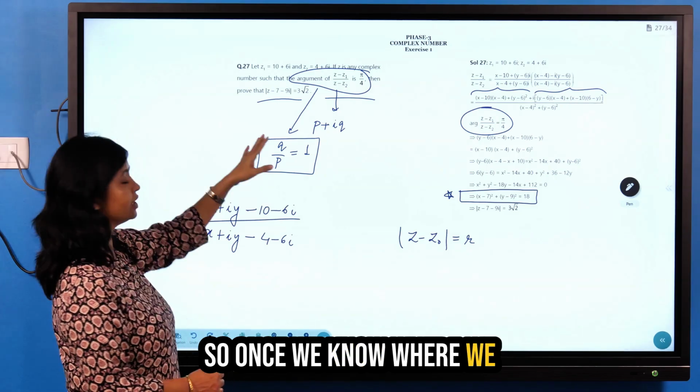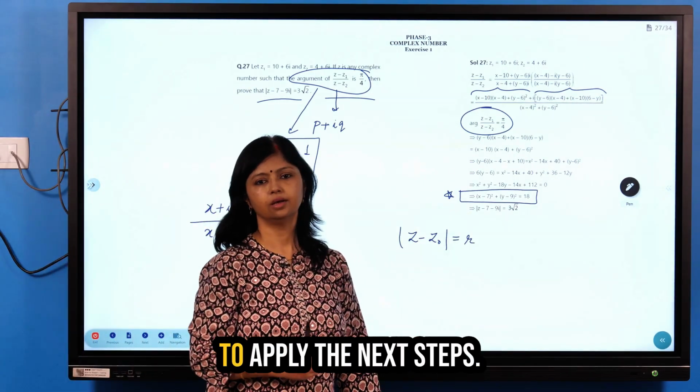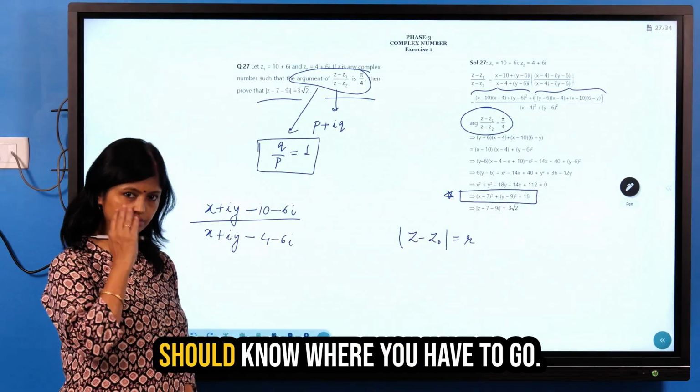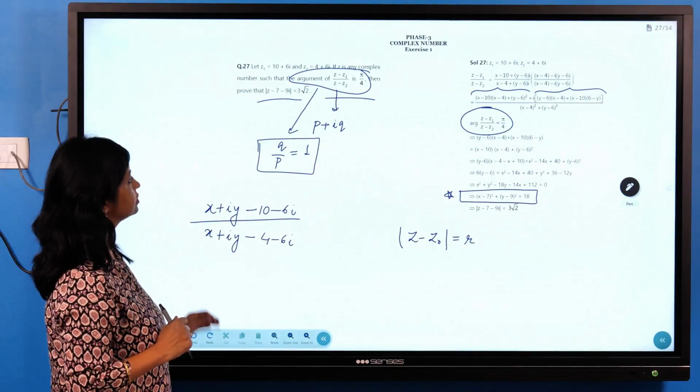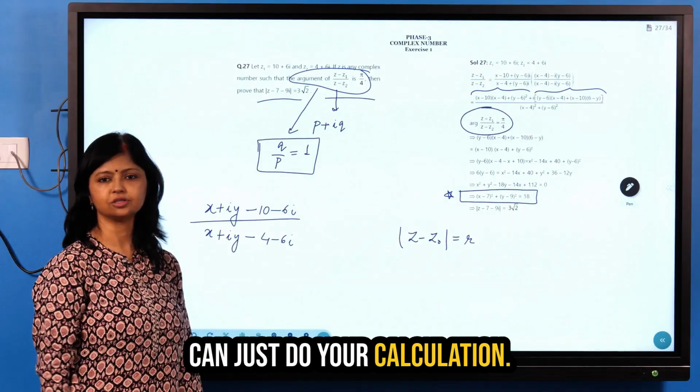Once we know where we have to go, it is then easy. You'll be more confident to apply the next steps. So this is really important. When you look at the question, you should know where you have to go. After that, confidently you can just do your calculation.